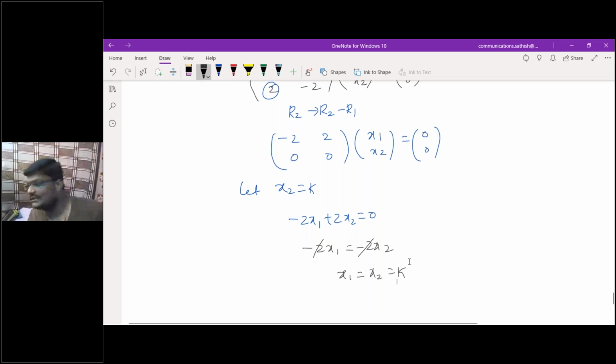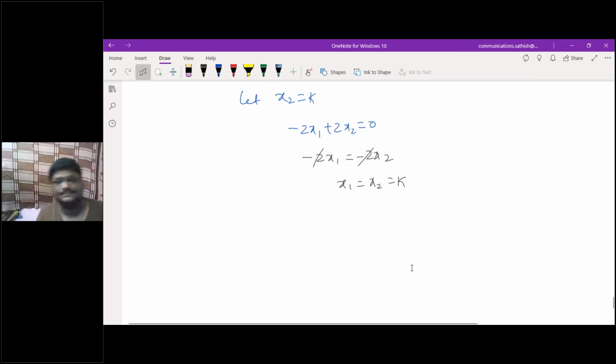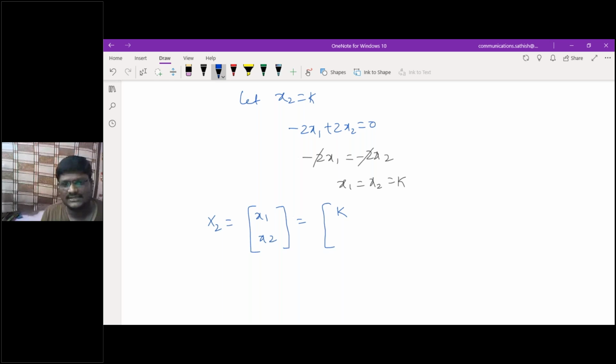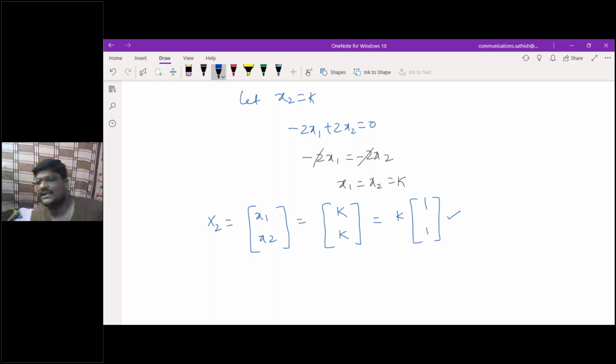Now if I represent the vector x2, which is x1 and x2, what I'll get is x1 is k and x2 is also k. If I take k as common, you'll have 1 and 1. So this is my vector corresponding to the eigenvalue lambda 2 is equal to 6. Am I correct?